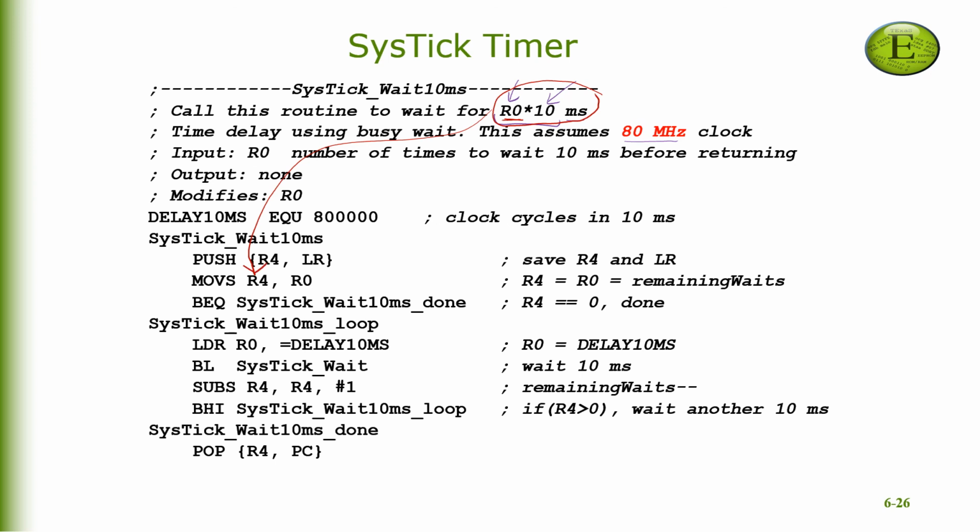Now, if we want this whole program to be called by some other program, like we do very often in modular programming, then we also don't want our R4 value to be changed. Therefore, it will be much safer if we first push the value of R4 onto the stack. And because we are going to call a subroutine SysTick_wait, that is going to modify the value of the link register.